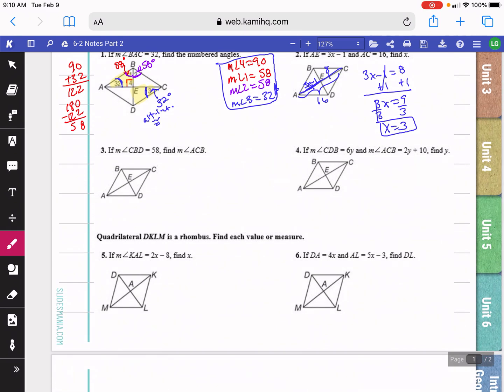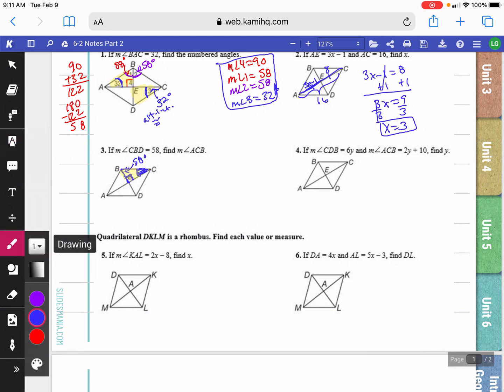Next, we say the measure of angle CBD, which would be this angle right here, is 58 degrees. Find the measure of angle ACB. ACB would be this one right here. So that's the one we're looking for. And we know the angle right here is a 90-degree angle because these bisect at right angles. So since this forms a little triangle and we know these add to 180, we could do 90 plus 58, which is 148, and then subtract that from 180. So angle C will be 32 degrees. Our measure of angle ACB, because it's that little angle, is 32.